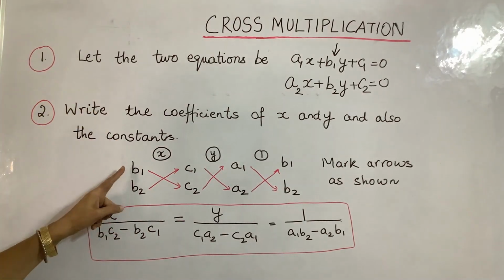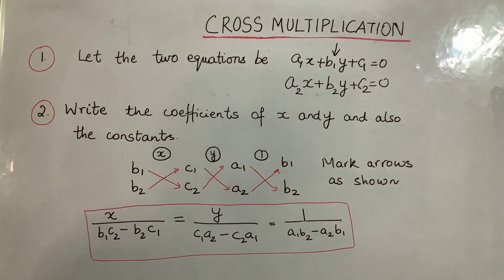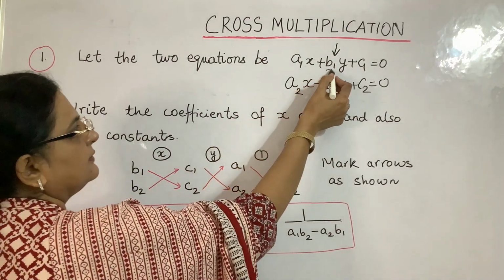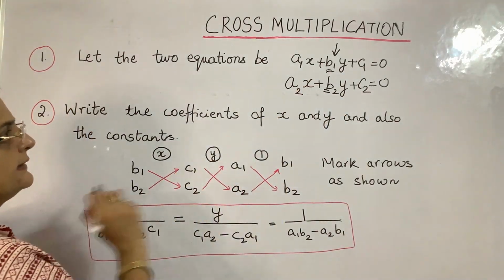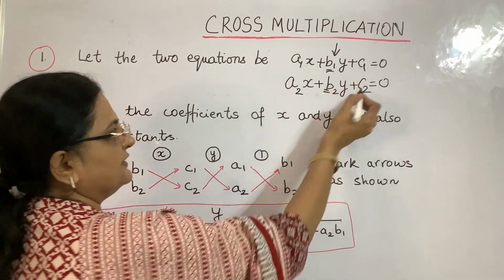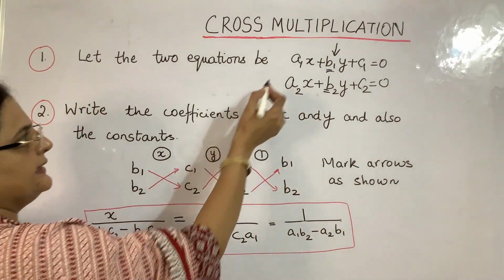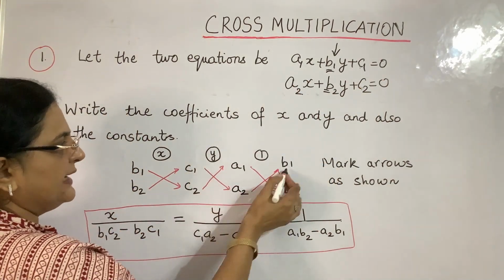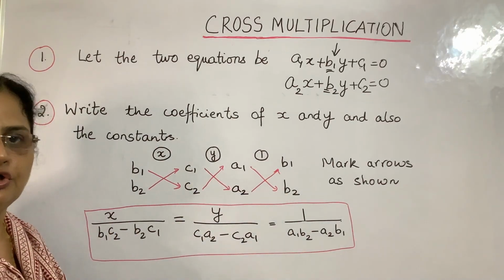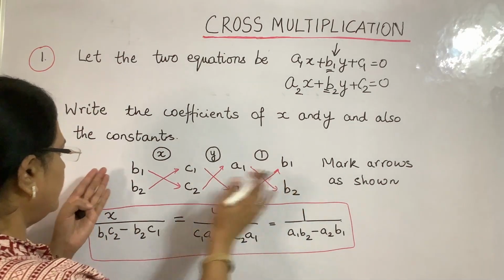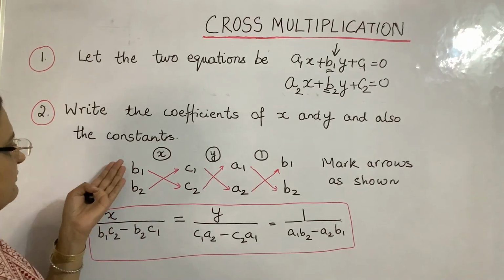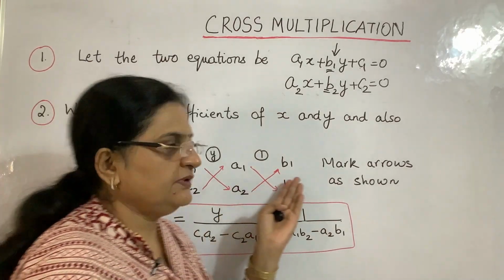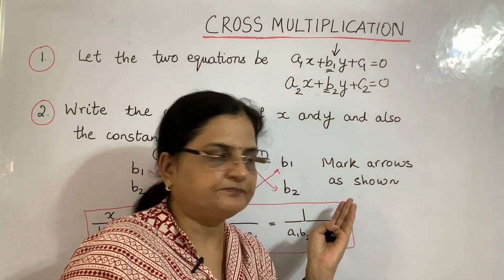We will write b1, b2. Then the next one c1, c2. Then a1, a2 and again b1, b2. So we will end wherever we started from. If b1, b2 is the first term, so b1, b2 will also be the last term.